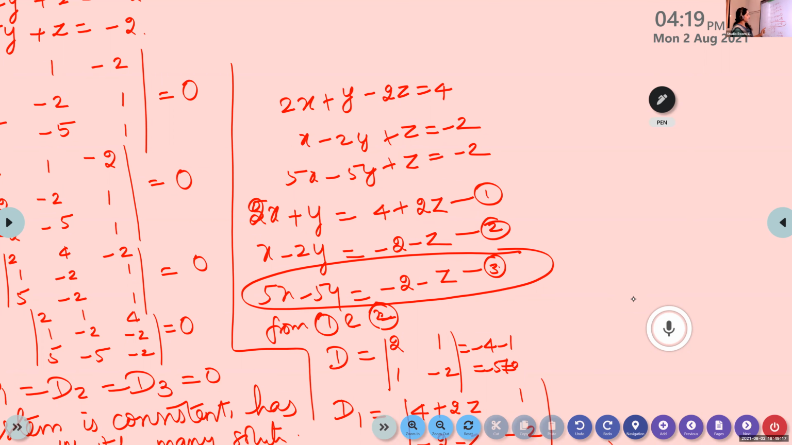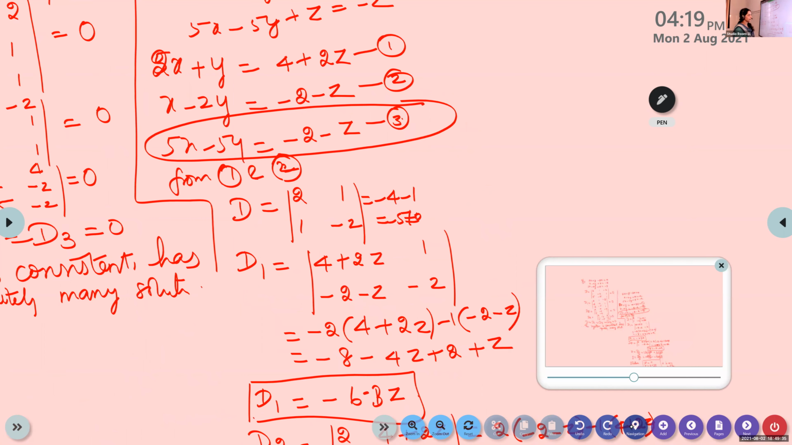So here we take the first equation and second equation. We consider it as equation in two variables. Z we are going to treat as a constant. So we find out D. What is D? Determinant 2, 1, 1, minus 2. We expand it and we find the determinant value D.